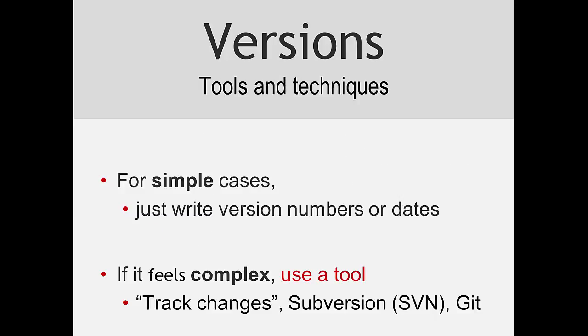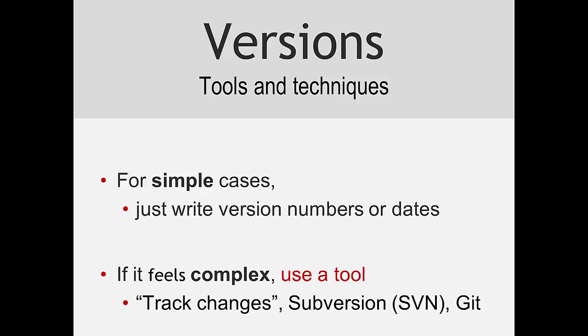For simple cases where you've got a few data sets or documents and you're doing a fairly simple update, then just write the version numbers down somewhere, in the file or otherwise, or some dates, and that's easy and you're done. If it starts to feel complex and you're taking time tracking what's going on with quite a few documents, or what looks like a complicated thing, use a tool. Computers are good at this sort of thing.